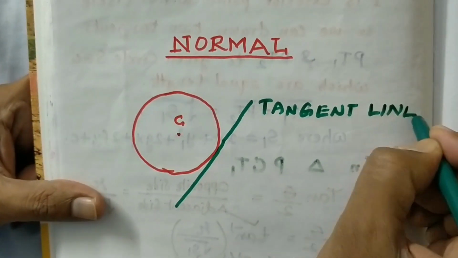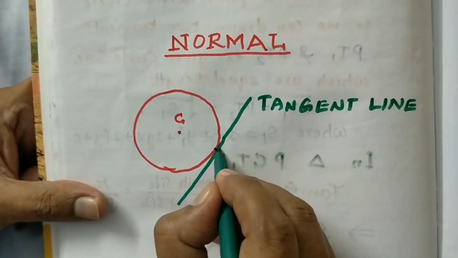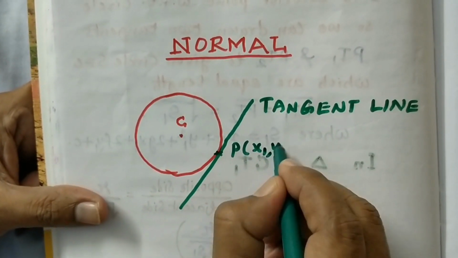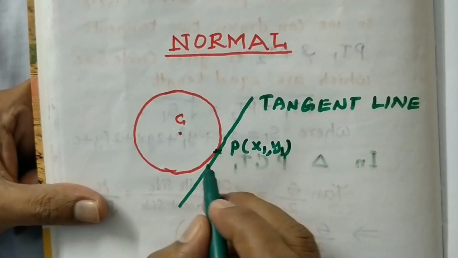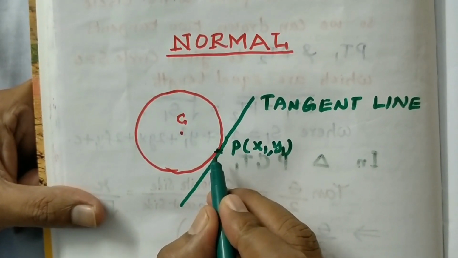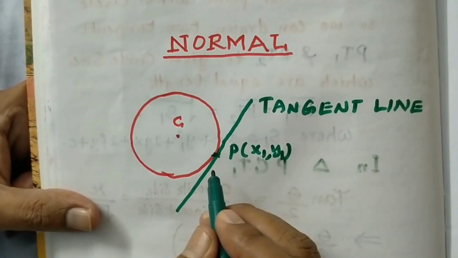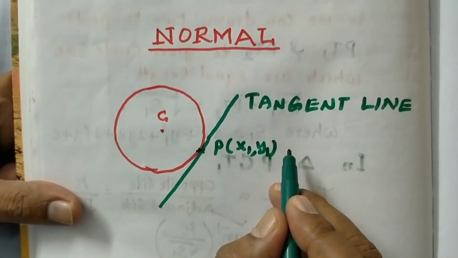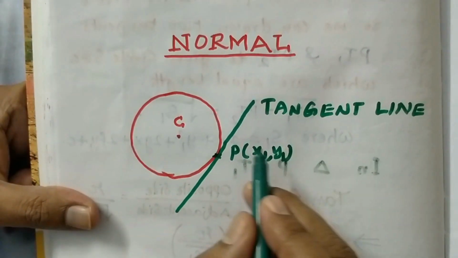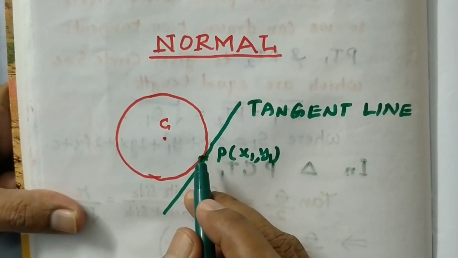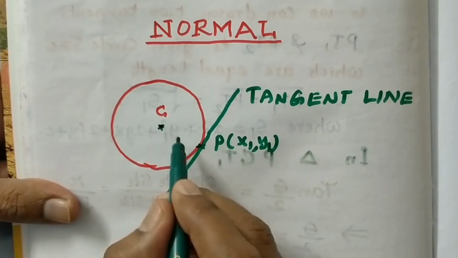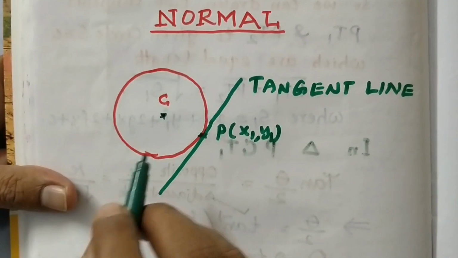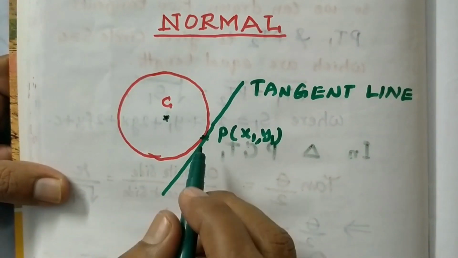The point of contact is on the circle, P(x1, y1). If the point is on the circle, we can draw only one tangent line. If the point is external to the circle, you can draw two tangents to the circle. If my point is inside the circle, there is no possibility to draw a tangent line, that you know. Here P is the contact point.